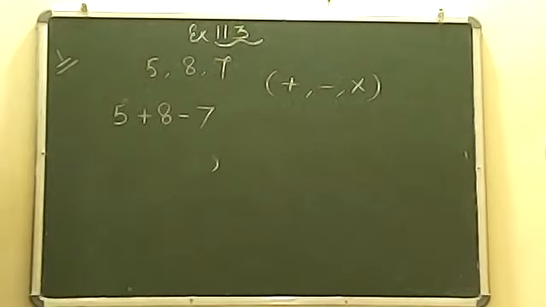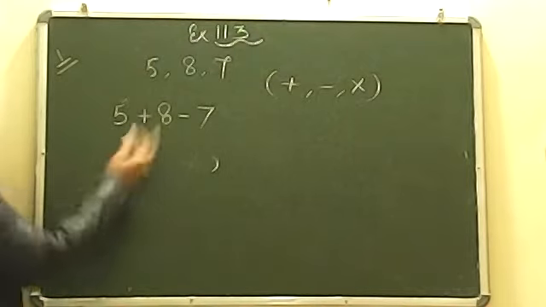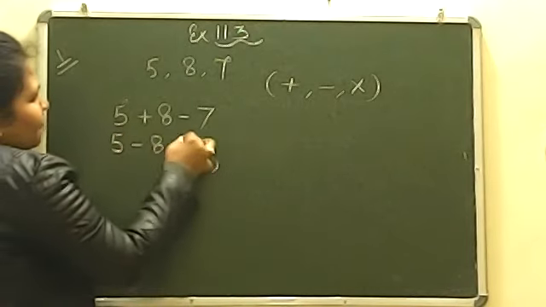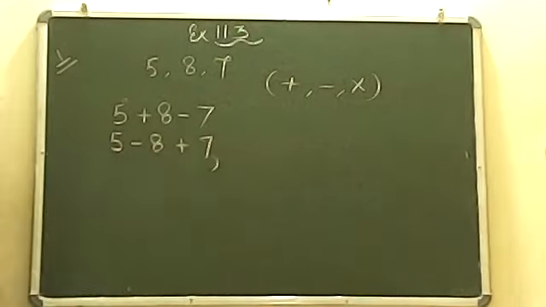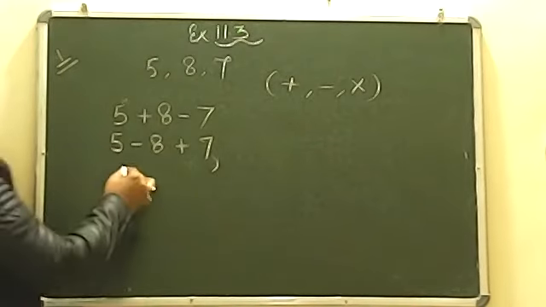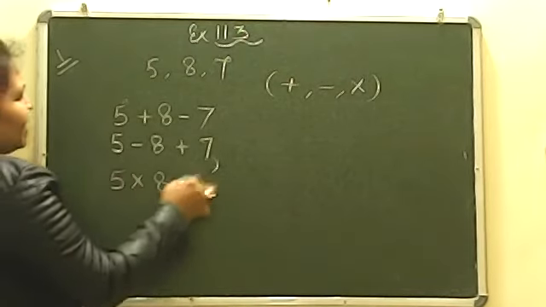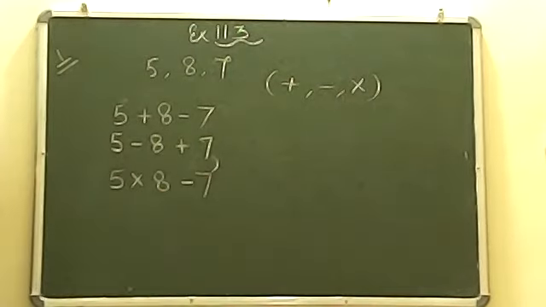ठीक है? You also form along with me and write it down in the chat box. How can we make an expression? एक तो ये हो गया. We can also make like 5 minus 8 plus 7. Okay. Now you can also have 5 into 8 minus 7. The same way you can form as many expressions as you want.